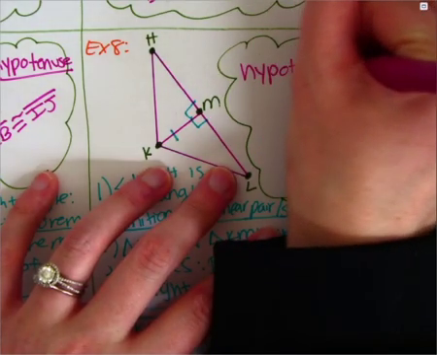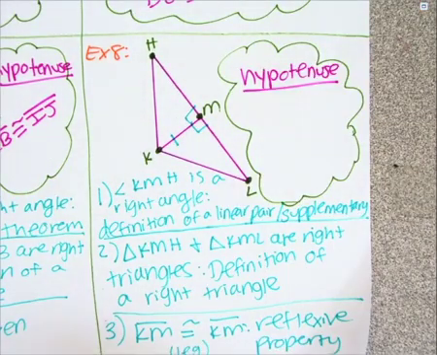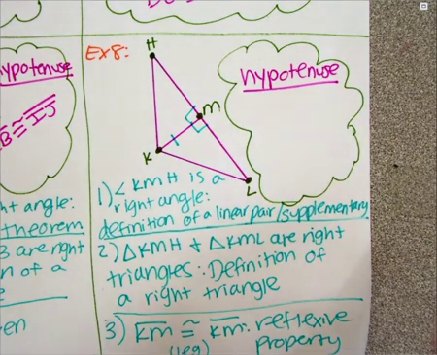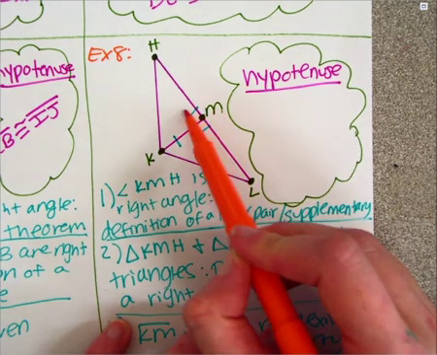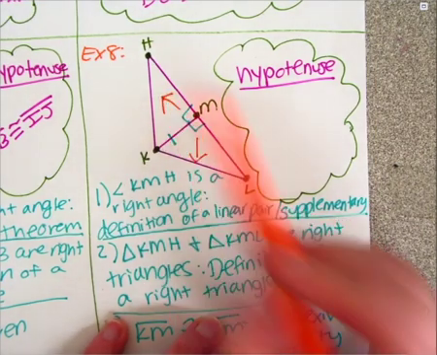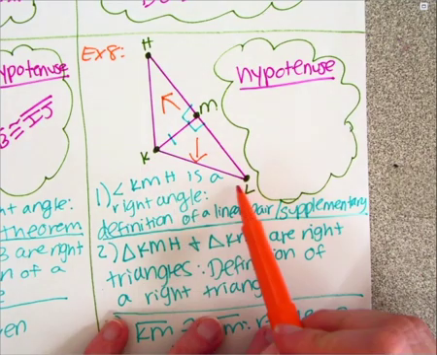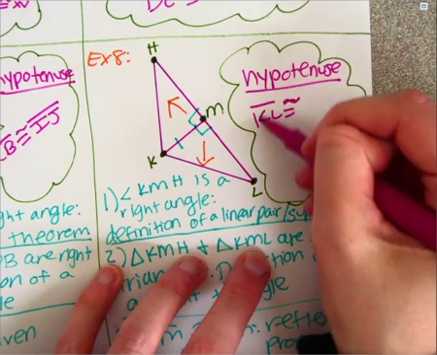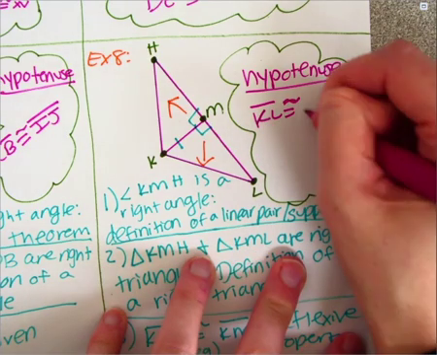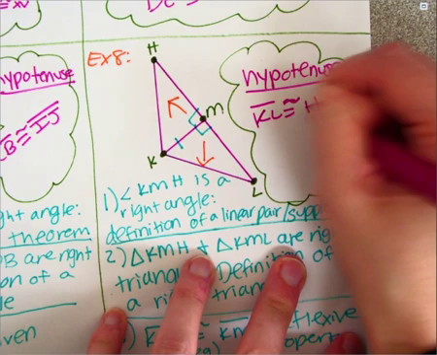I need the hypotenuse. So which side of my triangle is the hypotenuse? Well, yeah, you guys, that's correct. It's the side across from the 90-degree angle. So which side is across from the 90-degree angle? Well, that would be side KL and HK. Okay, so KL needs to be congruent, sorry, that's a K, needs to be congruent to HK.